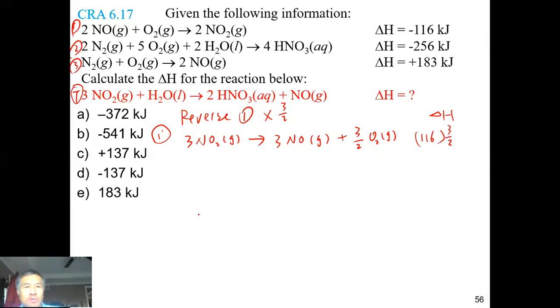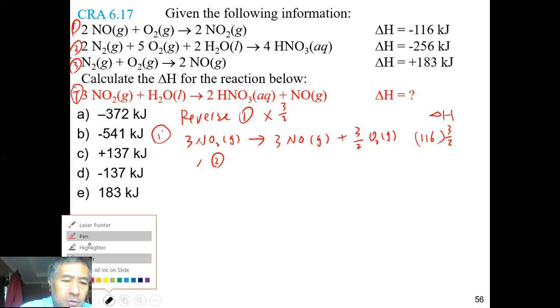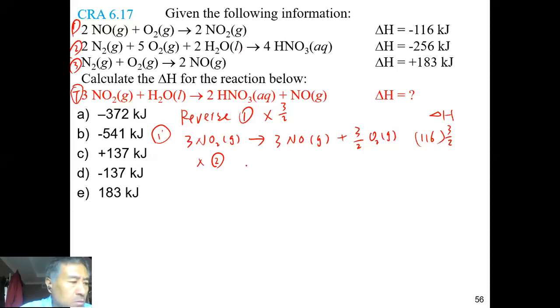Okay, so now let's see what we need to do for equation 2. For equation 2, well, that pretty much depends on this H2O liquid. Equation 2 will give you H2O liquid, that's only one. You need it on the left side, but that's too much. You need only one, that's two. So therefore, what we do is times 2 by half. So let's do that.